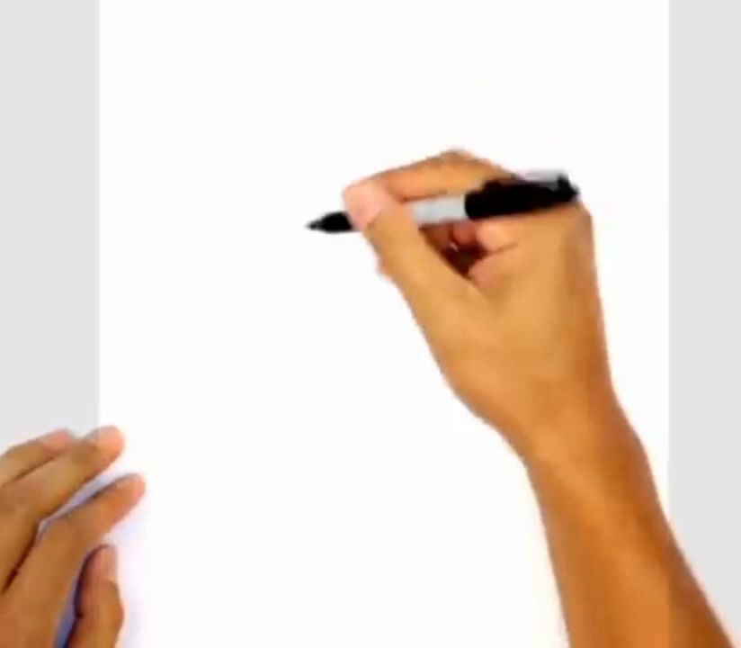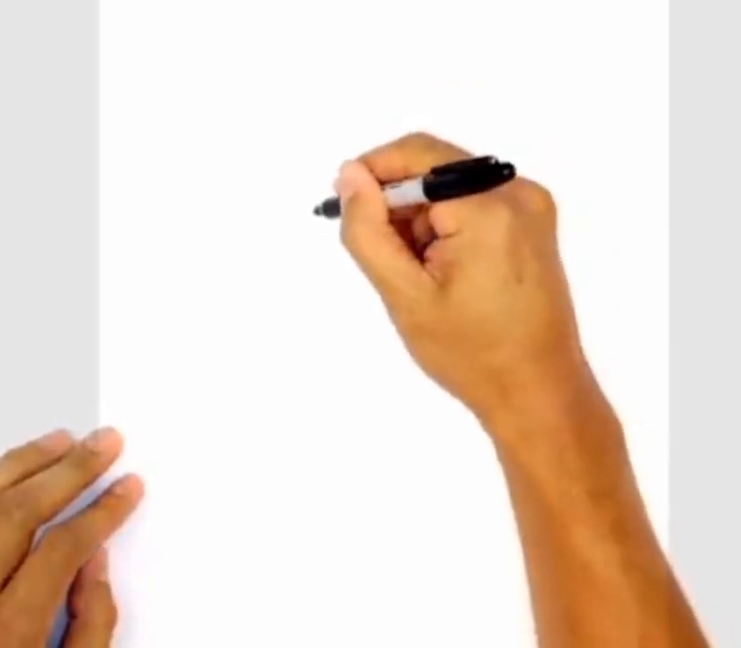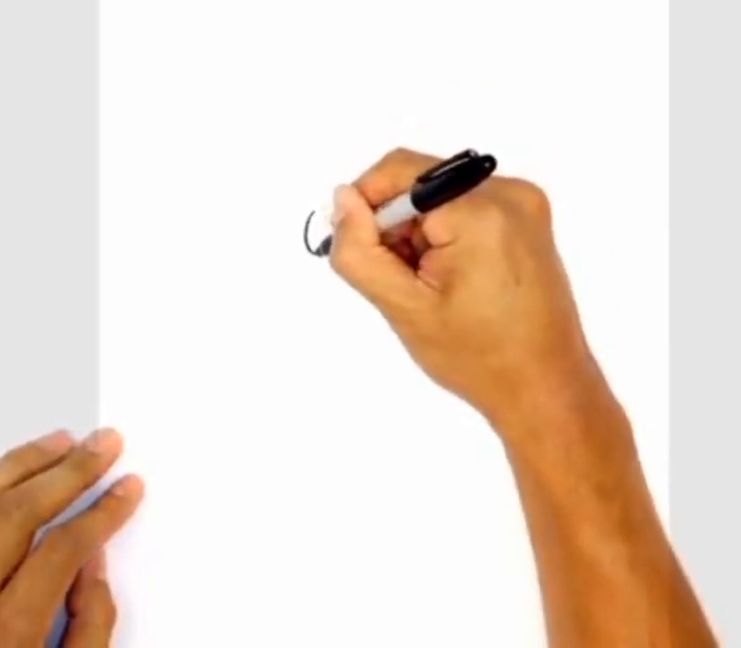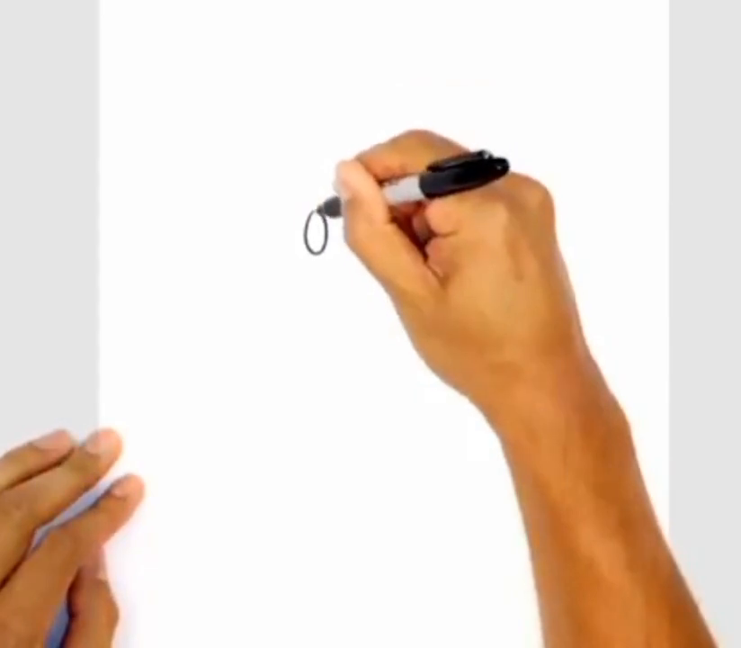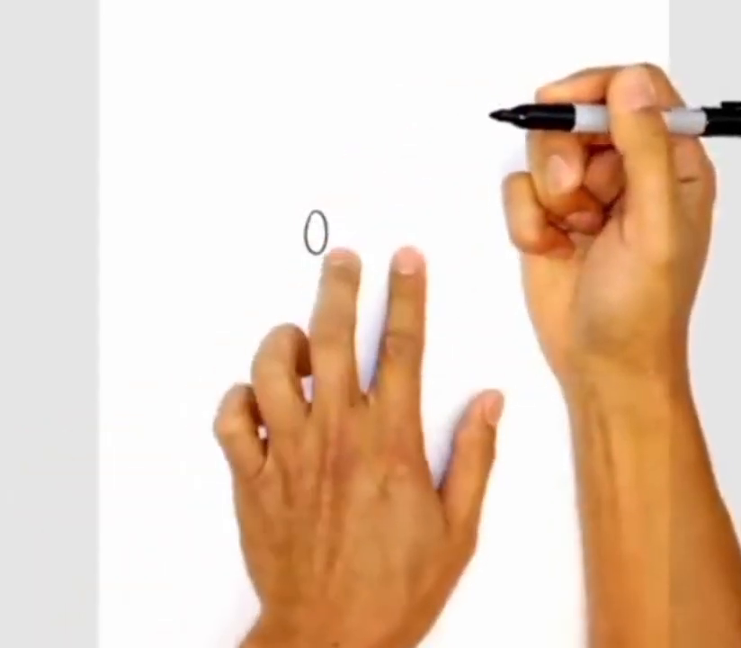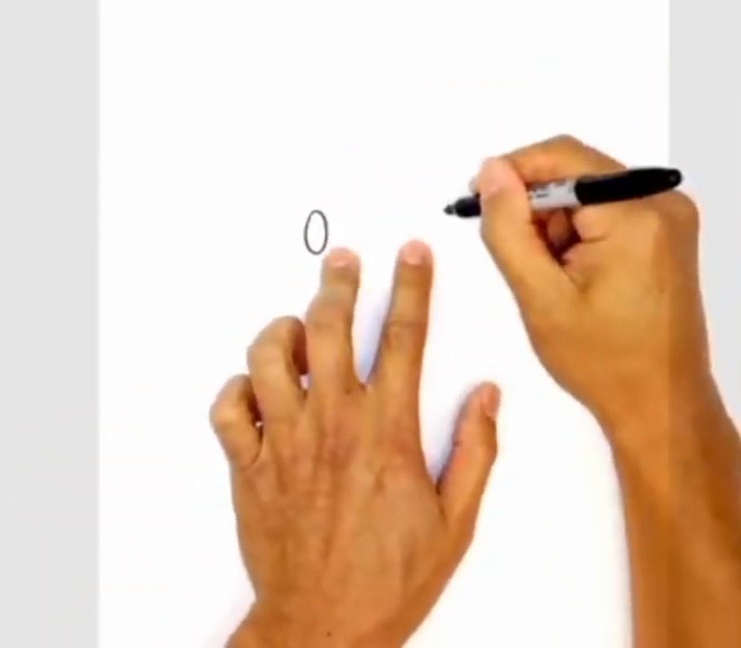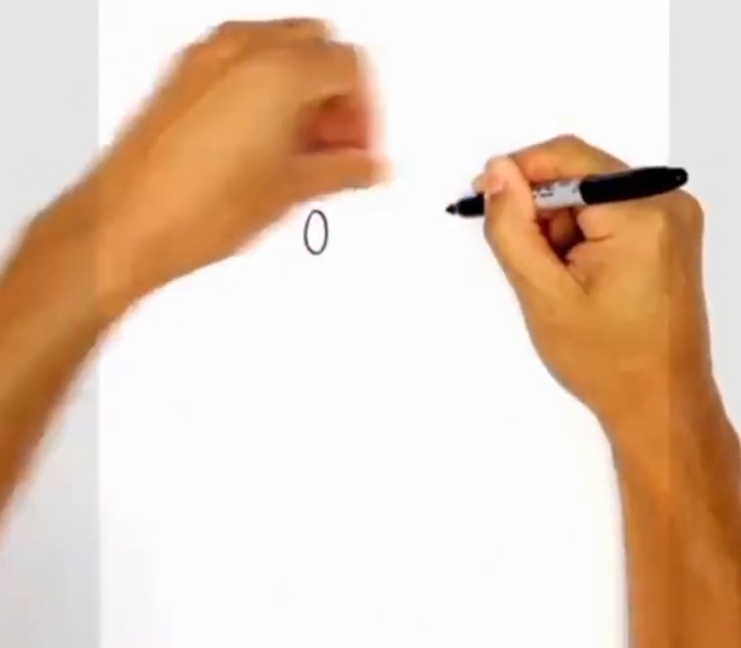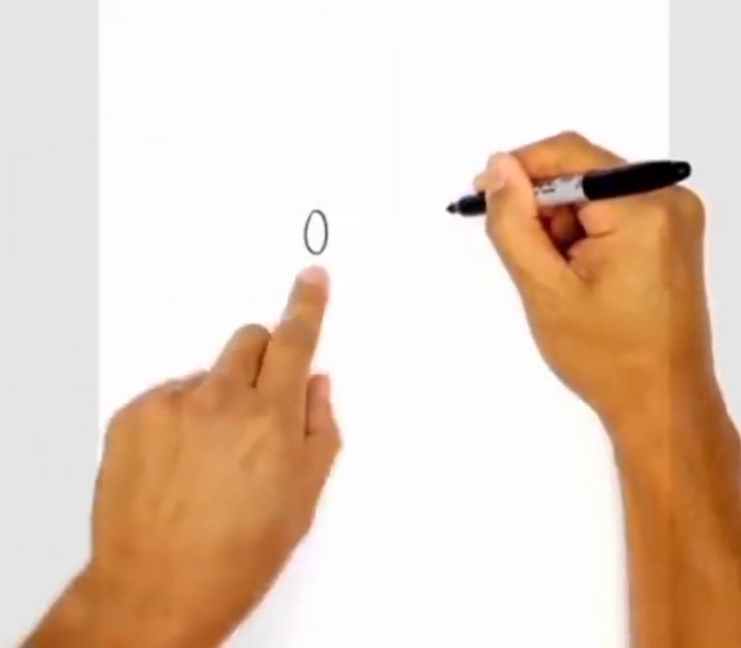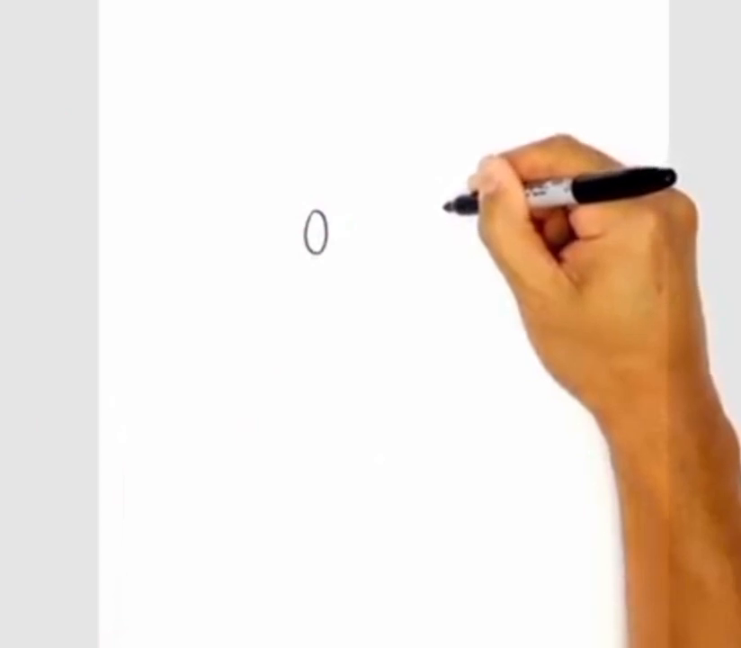Starting with the eyes, I'm going to draw two equally sized ovals on the left and on the right for the eyes. So starting on the left side, I'm going to draw an oval. Let's leave quite a bit of space in the middle, and we're going to draw the same oval on the right side, starting from the top, making sure they're lined up at top and bottom.